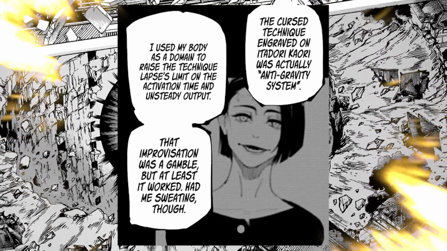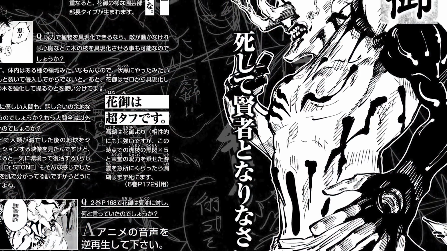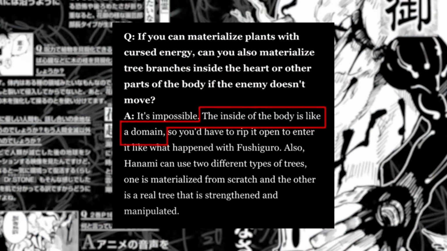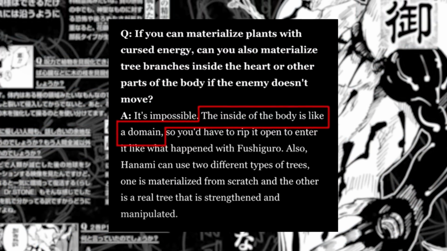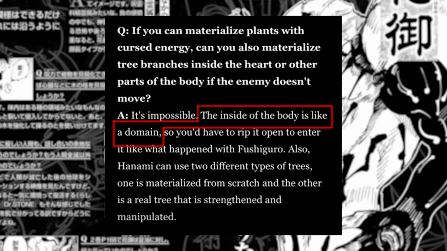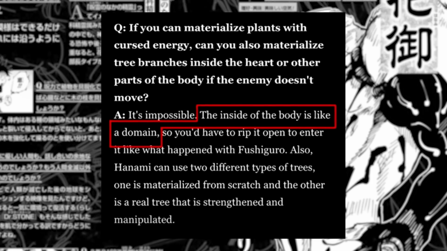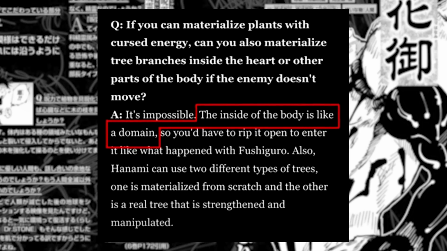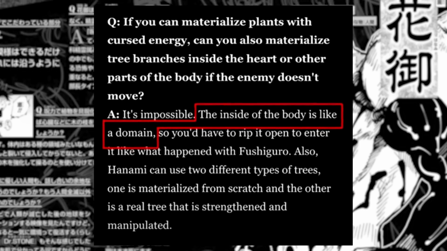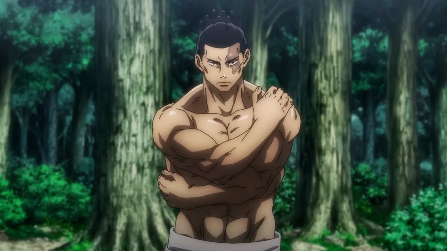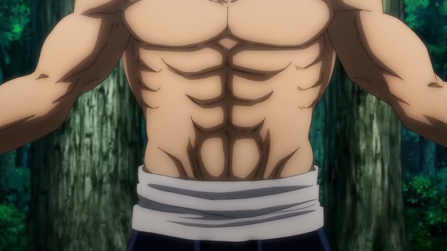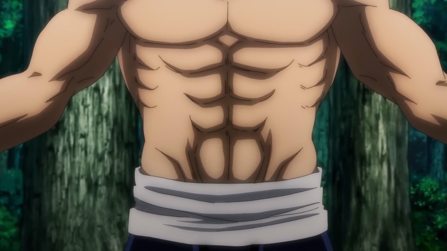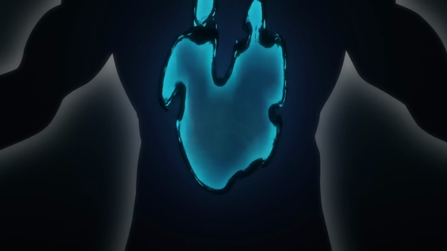survive Yuki's black hole. In the fan book, when talking about Hanami, a fan questions if Hanami could materialize tree branches inside a person's heart. Gege says this is impossible because the inside of a body is like a domain and you have to rip it open first. So there is an innate rule that the body is a type of domain, but it's not something a person could normally take advantage of as it's something that's naturally there.